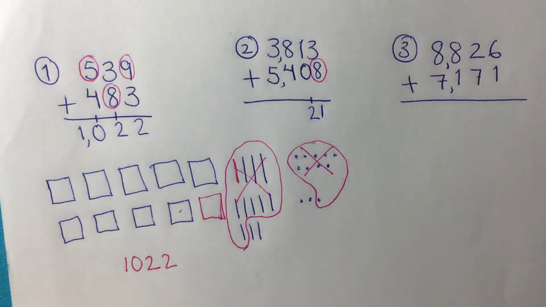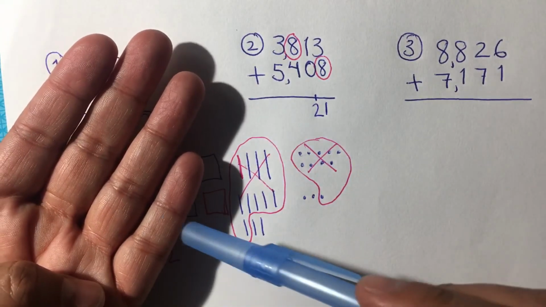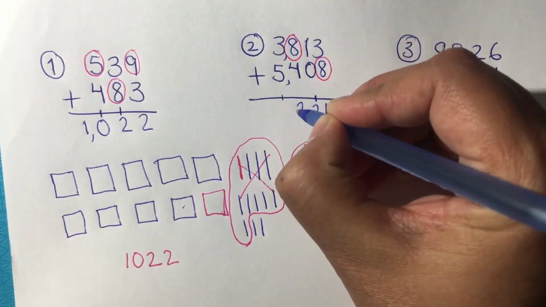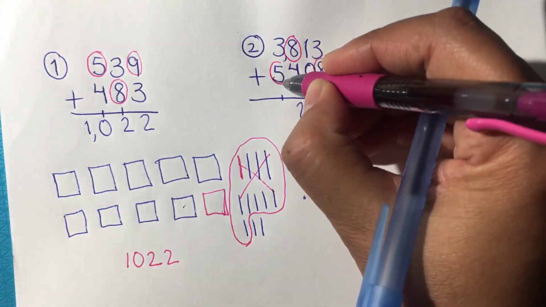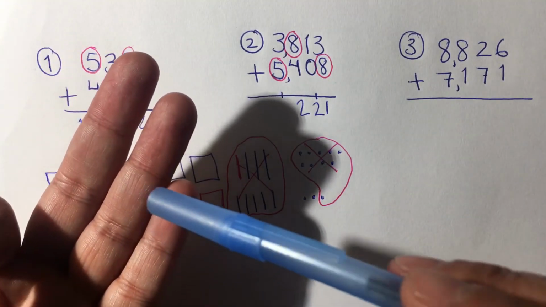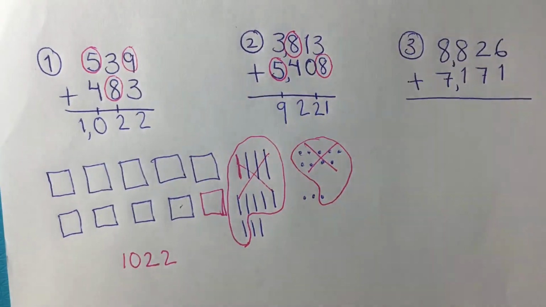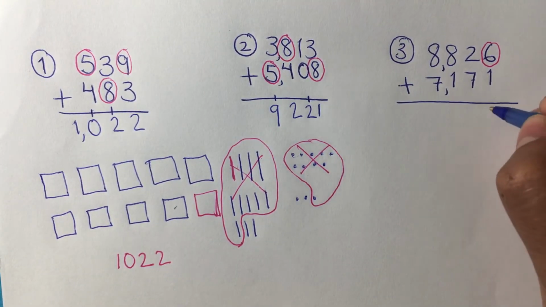8 plus 4, 8 in my mind, 4, 8, 9, 10, 11, 12. 12 is right here. Then for the next one, I put this in my mind, 5 plus 3, 5, 6, 7, 8, and one more, it's 9. Number 3, 6 plus 1, 7.